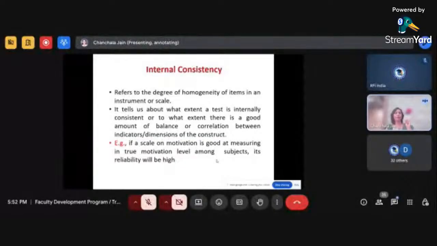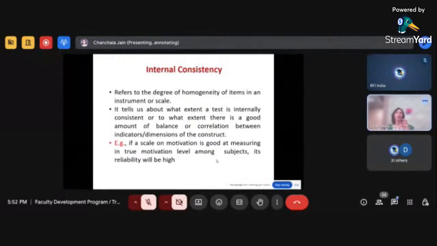If you're talking about internal consistency, you're talking about homogeneity or similarity in the items. So using the internal consistency measure, we can check to what extent there is homogeneity or similarity among the items you have taken on your scale. It is a concept, or a method, which tells us to what extent a test or a scale is internally consistent.